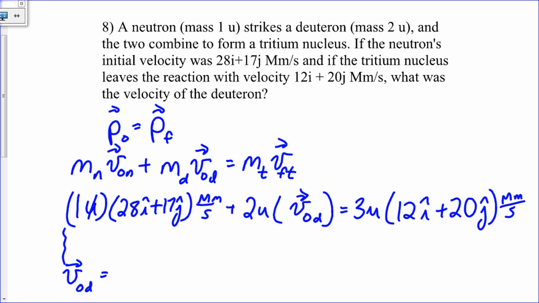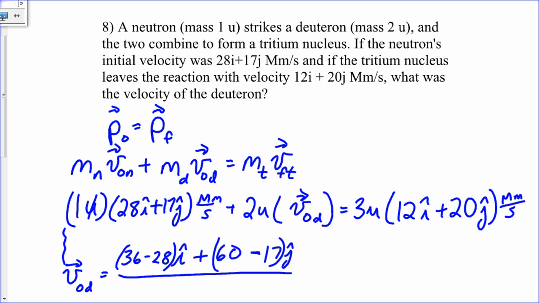So this is going to be 36 minus 28 i plus 20 minus 17 j. Actually, that should be 60, divided by 2. All right: 36, which is this term times 3, minus 28, which is that term times 1, plus 60, which is this term times 3, minus 17, which is that term.